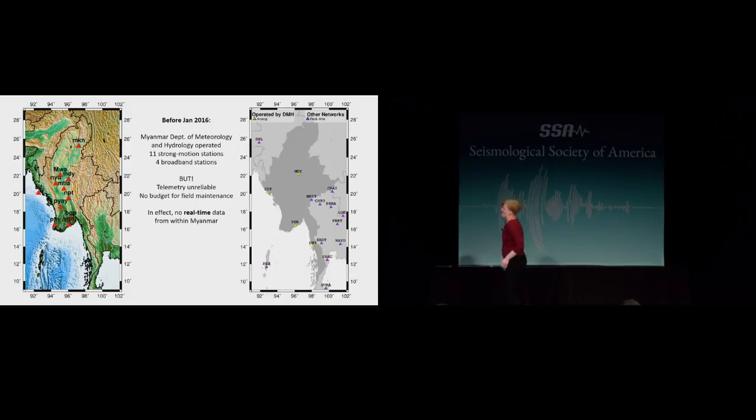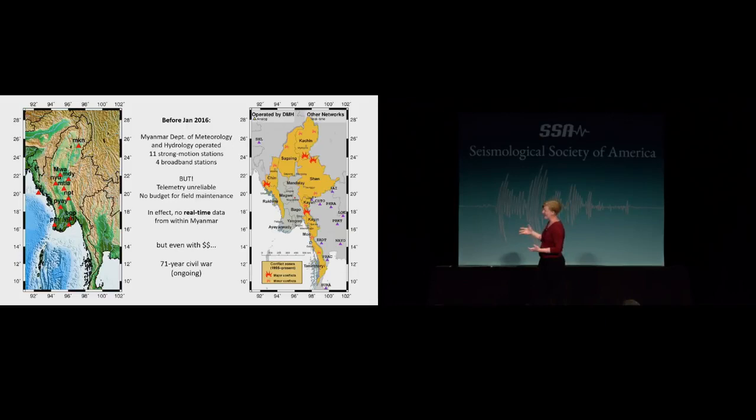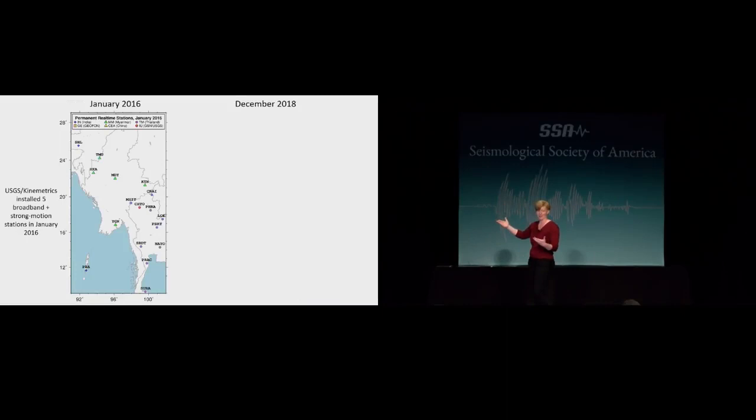So before January of 2016, the local monitoring agency had some stations, but it was really difficult to get real-time data, and if they went down, they had no money to fix them. Even if they had money, the country is in a 71-year civil war, so there's a lot of places it's not safe for the government to go.